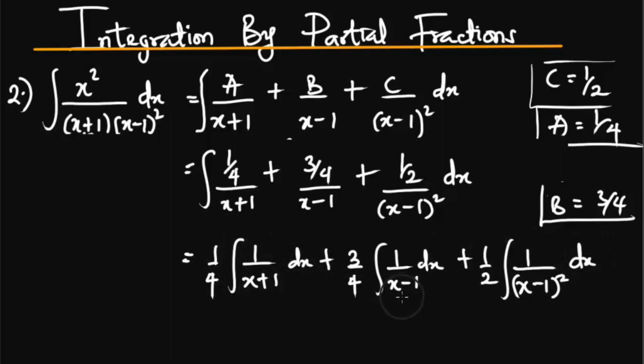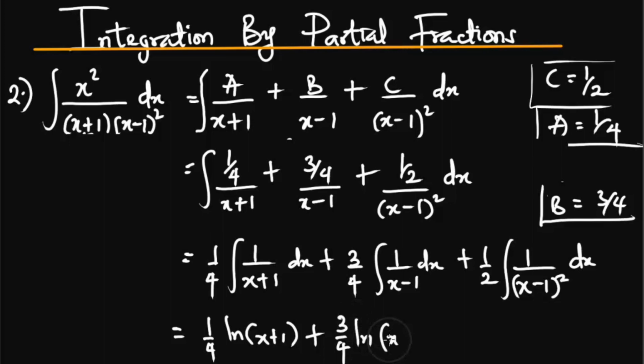Okay, so we can easily integrate now, right? And so this becomes 1 over 4 ln x plus 1, right, plus 3 over 4 ln x minus 1 plus 1 over 2. Now, in order to integrate this, what we're going to do is to rewrite this as the integral of x minus 1 to the power minus 2.